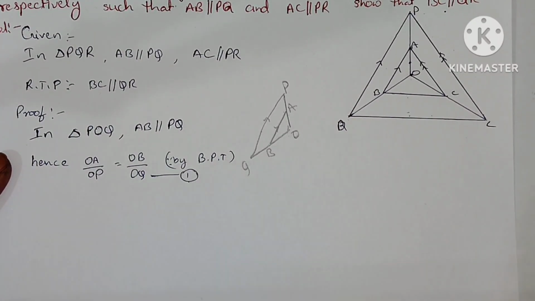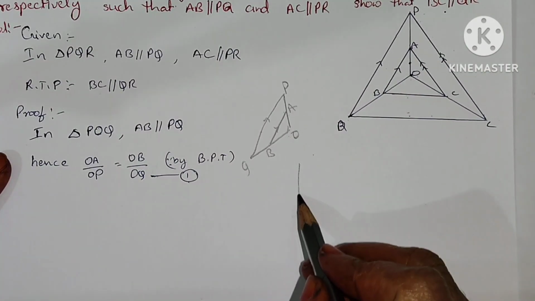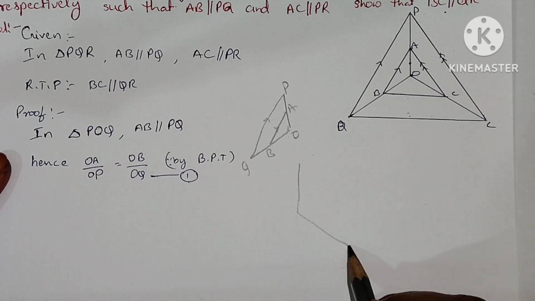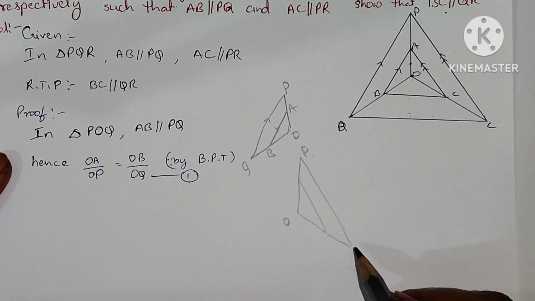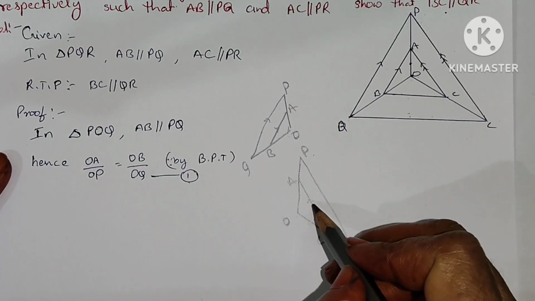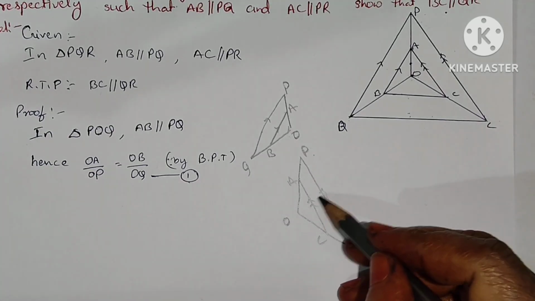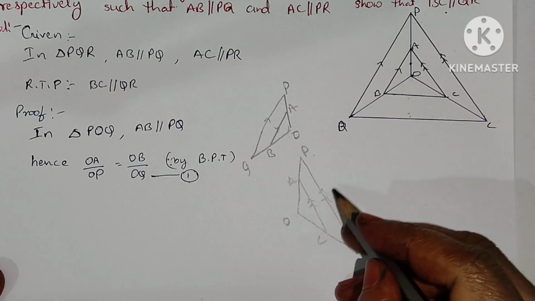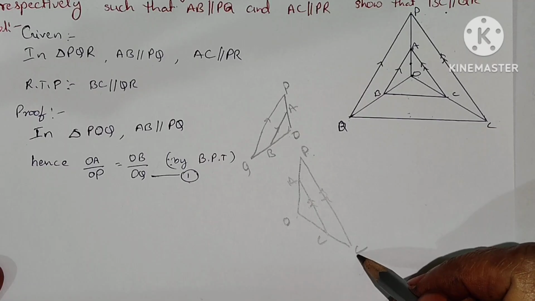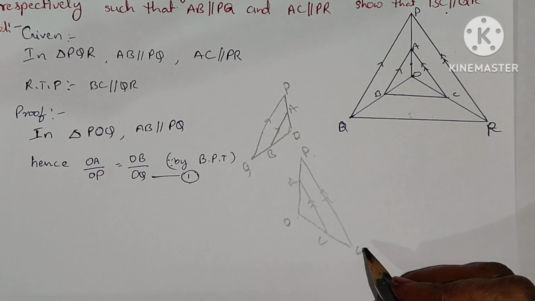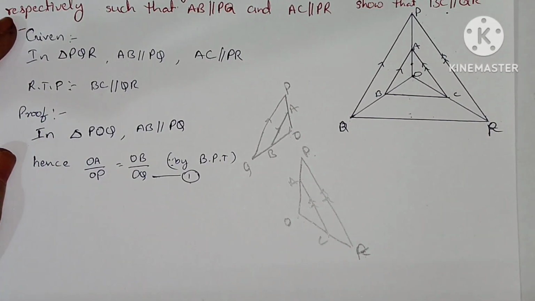So here we take equation 1. Now next we take the POC triangle. Here these two triangles, these two are parallel. Here we apply the basic proportionality theorem: OA by OB equal to OC by OR, so here we use the basic proportionality theorem.